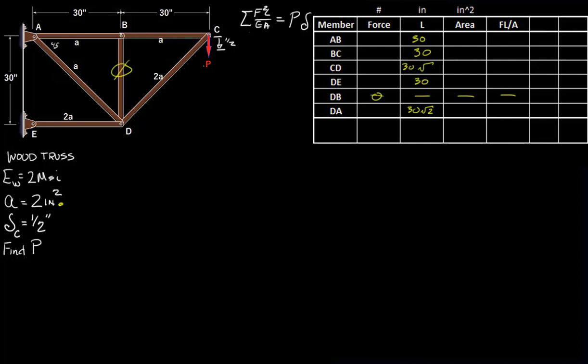We also know the area, as we're told that little a is 2 square inches. So this will be 2 square inches. That one's 2. CD is 4. DE is 4. And DA is 2. And what we're doing here is all the steps required to get F squared L on EA together. And this way we can go right across each line. So now we have to find the forces.